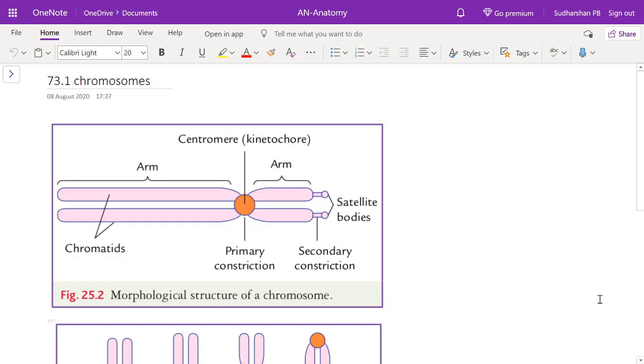Hello friends, in this video we are going to start a new topic called genetics. In this we'll talk about chromosomes. So, coming to a brief introduction of a chromosome.